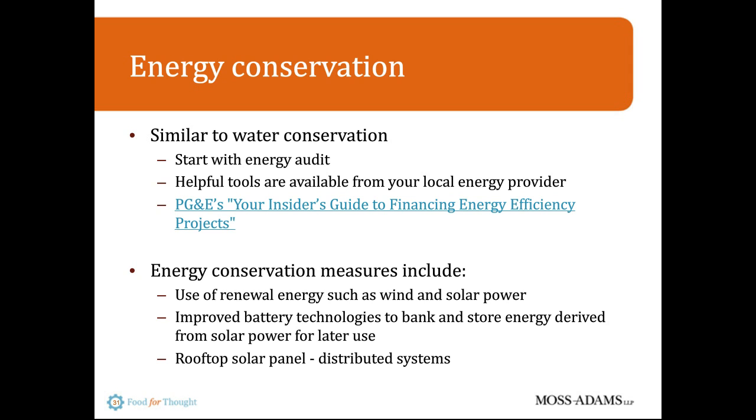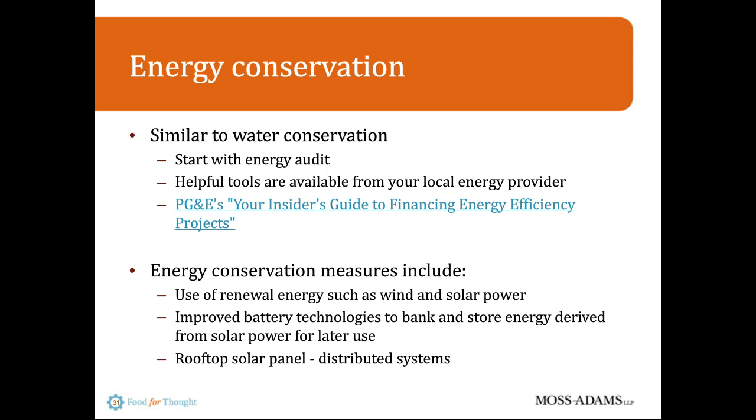So identifying and implementing energy conservation measures, including the use of renewable energy such as wind and solar power. There's a lot of interest in those areas right now, and some wineries are even working with companies like Tesla to improve battery technologies where you can bank and store energy derived from solar power so you can use it later on. That's one of the shortfalls that we've been running into: the ability to store power that you've generated from solar energy. How do you maintain it and use it at a later time? It's hard to bank it, and there's a lot of investment being made right now on how to bank that energy for later use.